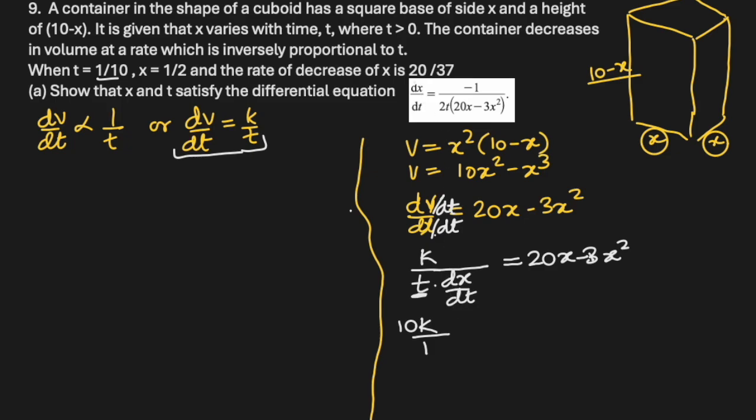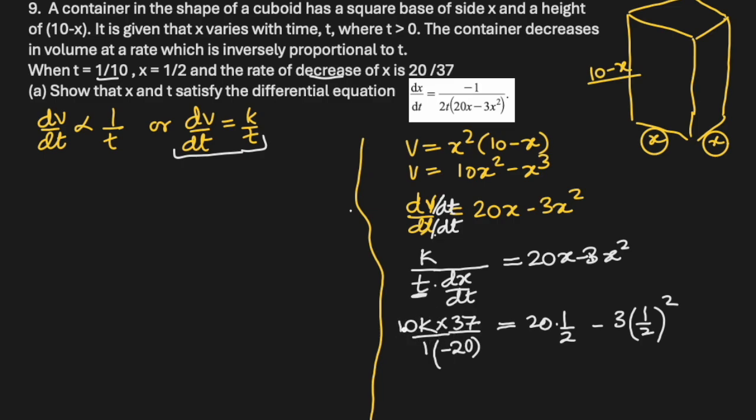dx over dt, we have to prove rate of decrease of x is 20 over 37. So they have given dx over dt, they have given minus 20 decrease, means it's minus, okay? So minus 20 over 37. So again, denominator of denominator will become numerator, 37 here, okay? Equal to 20x, x is half, so 20 times half minus 3 times half squared. So everything is there, k is the only one unknown, and which we'll find out.